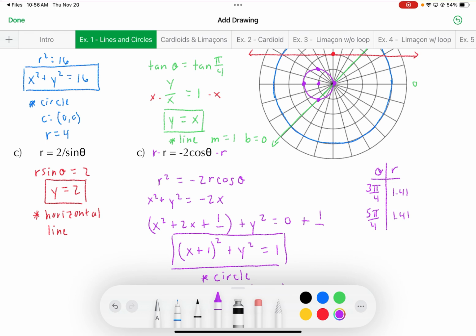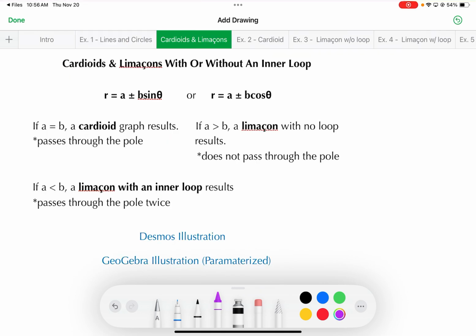All right, so now let's get into the very unique graphs, cardioids and limaçons. Okay, so all of the equations we're going to look at in the next few examples will follow the format. You'll have a number, A, we're calling it, added or subtracted with another number, B, that's either multiplying sine or cosine. Okay?